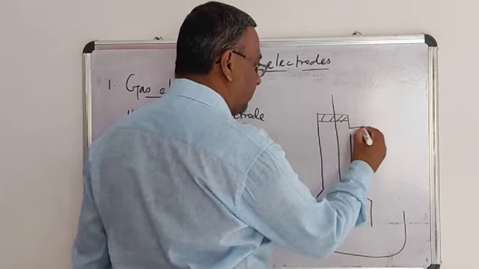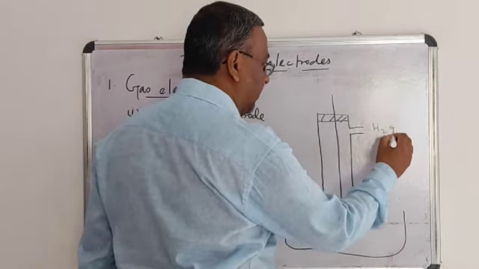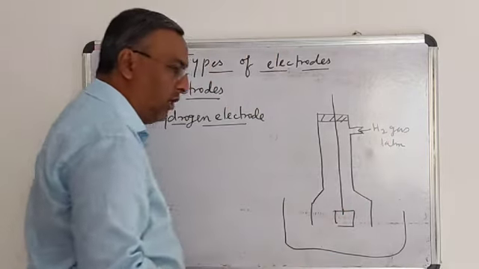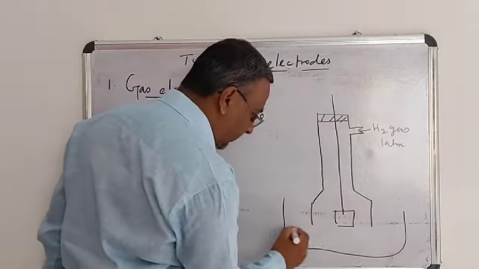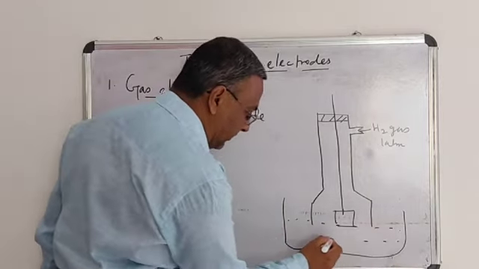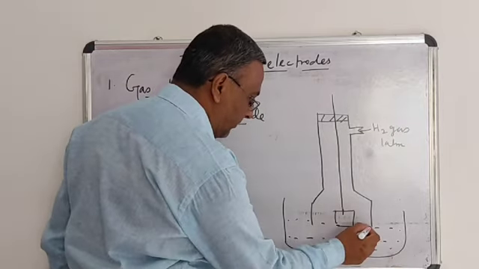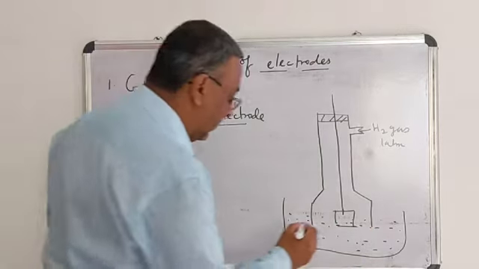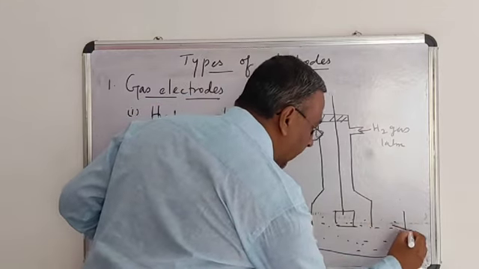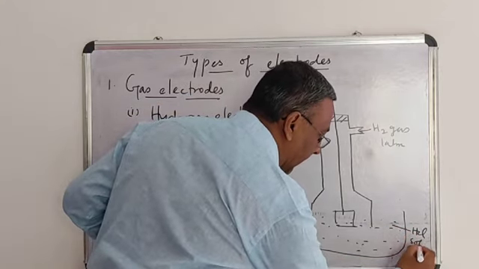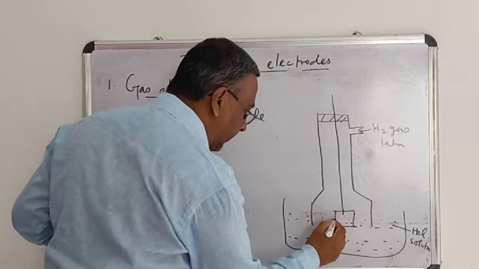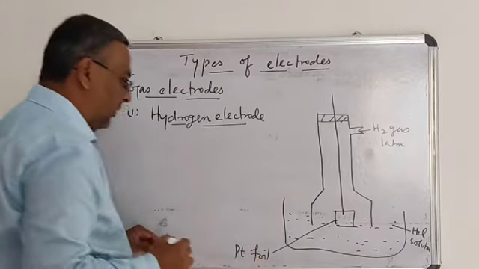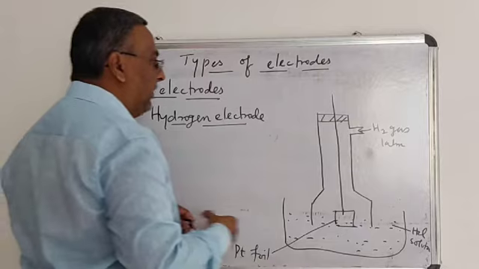A hydrogen gas of 1 atmospheric pressure, exactly 1 atmospheric pressure, is bubbled through a solution containing H plus ions, that is hydrochloric acid. This is actually hydrochloric acid solution, and this is platinum foil. See, this is hydrogen electrode.